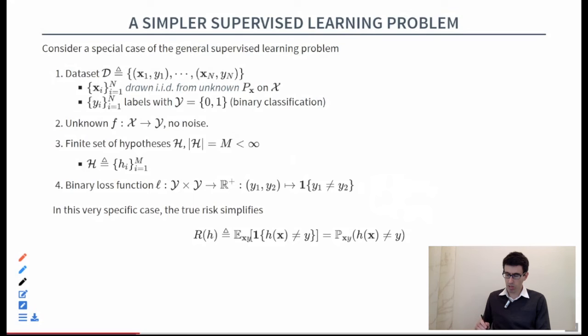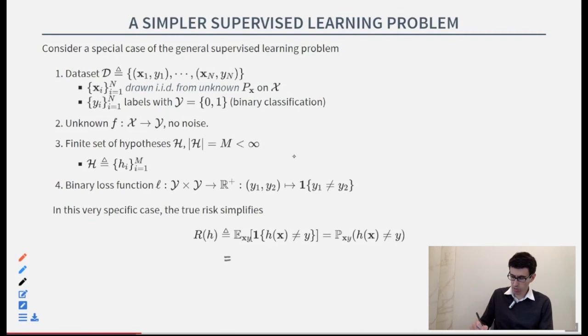Let's go over what I'm writing here. What I'm claiming is that the risk R of h, so the true risk, which is defined as the expected value over X and Y of the loss function, turns out to be just the probability that when you predict h of X, you don't get Y. Where does that come from? It comes from exactly the definition, and I'm going to write it explicitly.